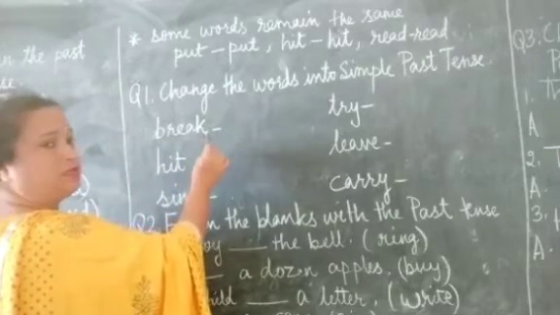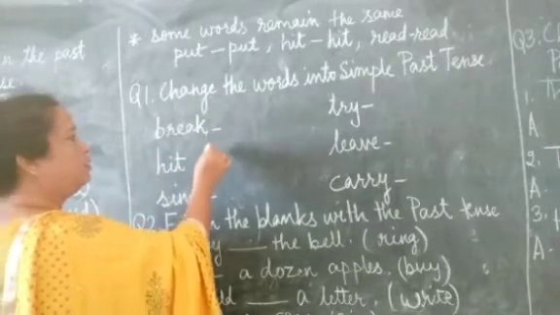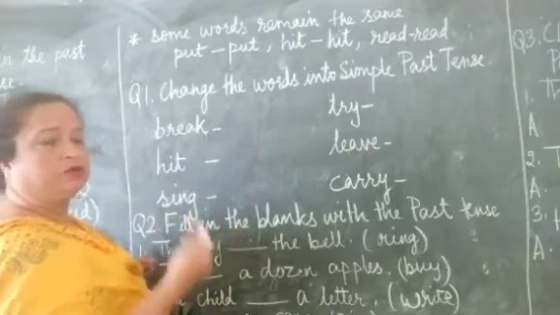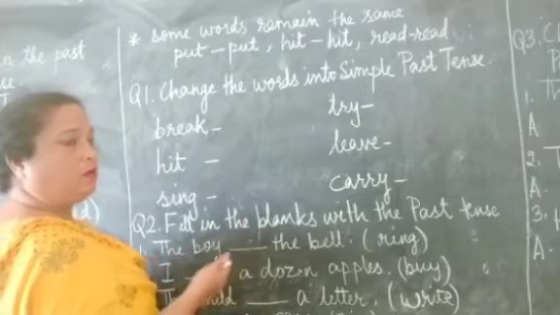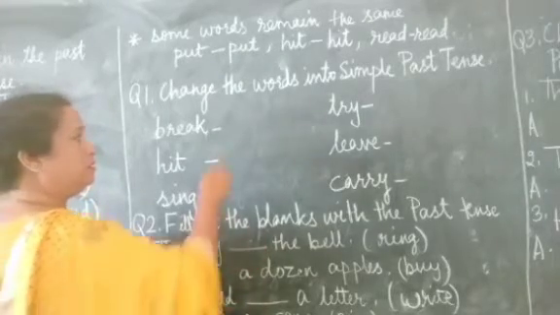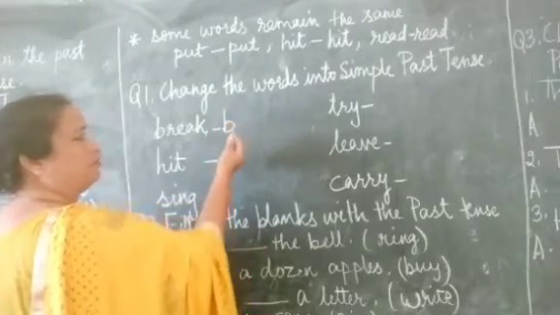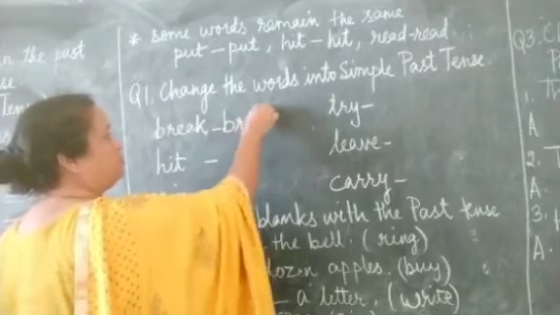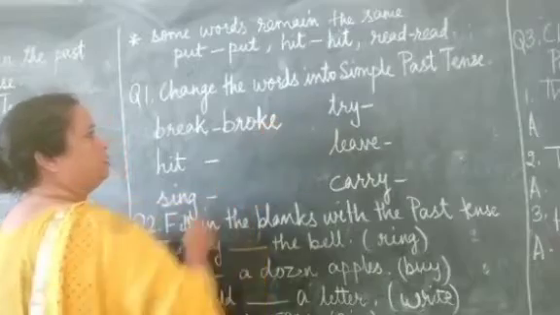We need to change this word into the past tense form. So we know that we cannot apply D or ED. We cannot remove the alphabet Y or write the same word. So we need to change certain alphabets to change it into the past tense form. So break becomes broke.